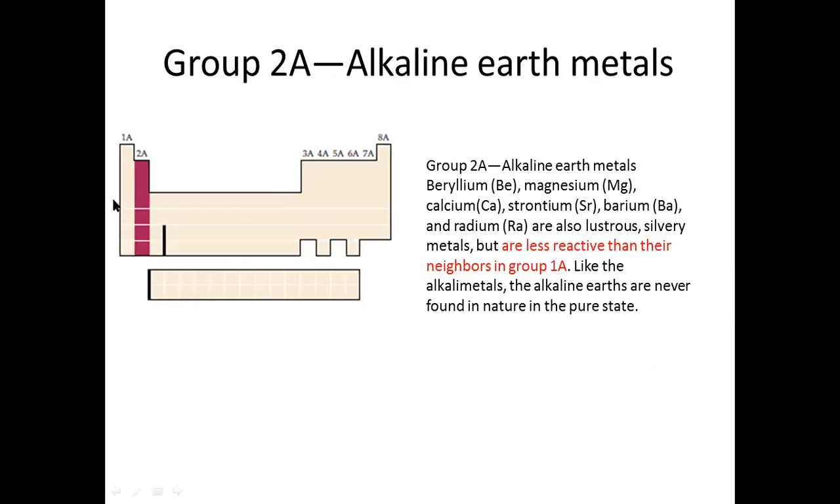And the 2A group are called the alkaline earth metals because they are less reactive compared to the 1A group, which are the alkali metals. So these are called the alkaline earth metals. Due to their specialty, they are divided into the alkali metals and the alkaline earth metals. And of course, all of them are metals, as we have discussed before in the previous slide.